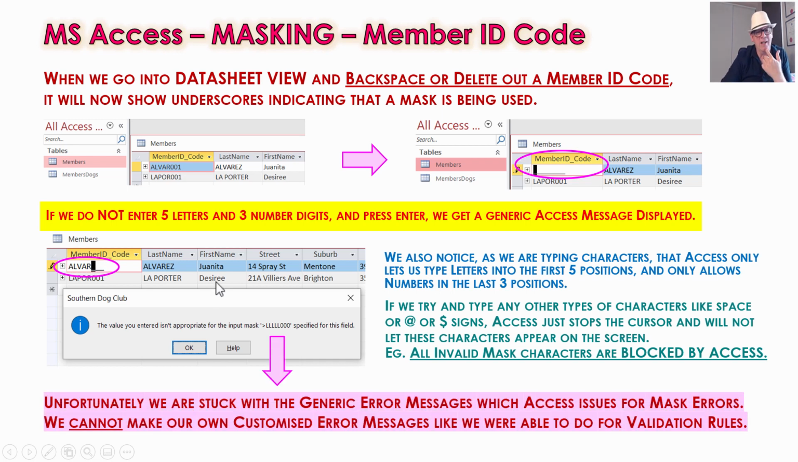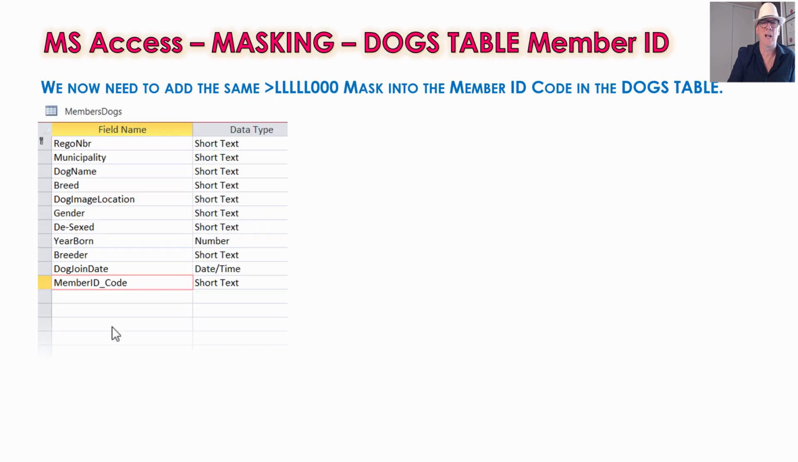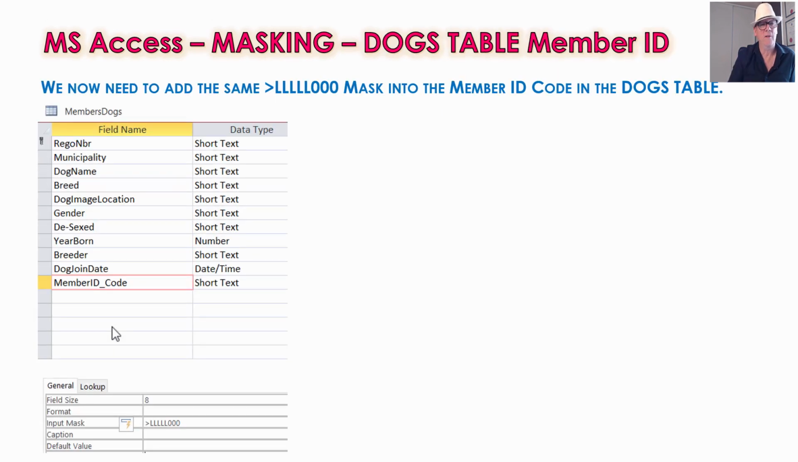The unfortunate thing with the masking is we're stuck with this bit of an ugly generic error message. People might not understand what LLL000 means, that it means letters and numbers. But anyway, you cannot customize that. On validations, we had validation text, and we could use the zoom to make them look all nice. Unfortunately, here you're just stuck with this generic message. There is no mask text where you can make your own custom message. I've Googled everywhere for it and there's no way to do it. I wish they'd do a release of Access adding that functionality in. It'd be so much better, but they haven't, even though I've written to Microsoft and asked them.